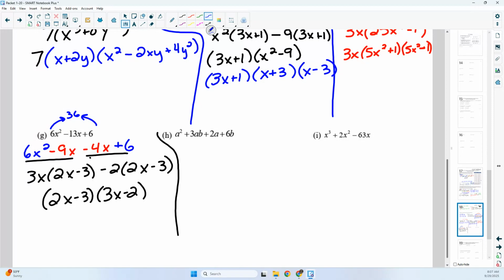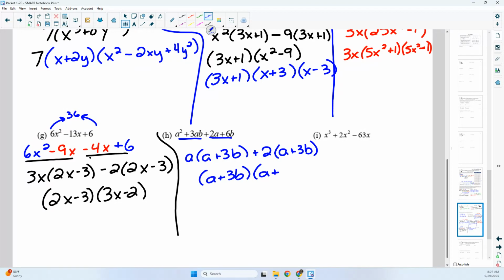Next problem has 4 terms, and you'll notice on each of these problems, one of the first things I'm looking at is how many terms I have, and that tells me what type of factoring to check for. So with the 4 terms, we're going to group, take out an a for the first 2, take out a 2 for the second 2, and now I'm going to take out a plus 3b, and I have a plus 2 left.